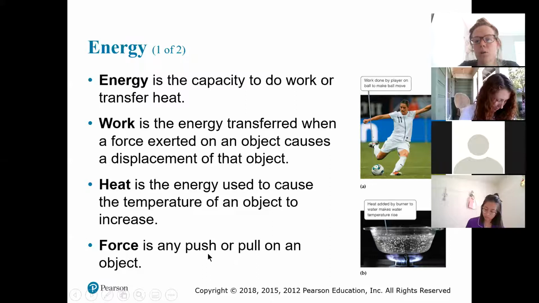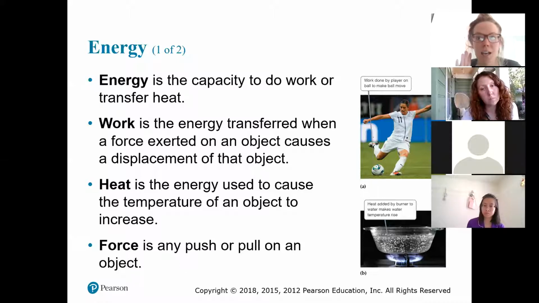Force is any push or pull on an object. We get into a little bit more physics when we get into electrons, but not a whole lot of physics. So if you're scared of physics, kind of like I am, we won't be doing too much of that, okay?